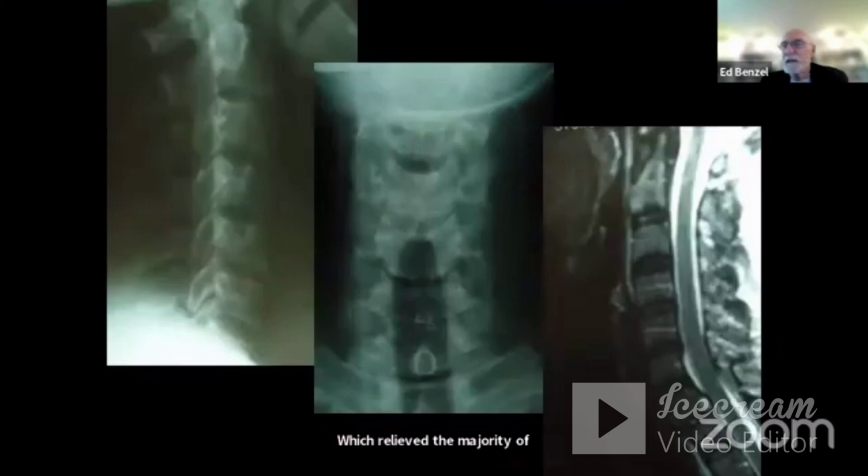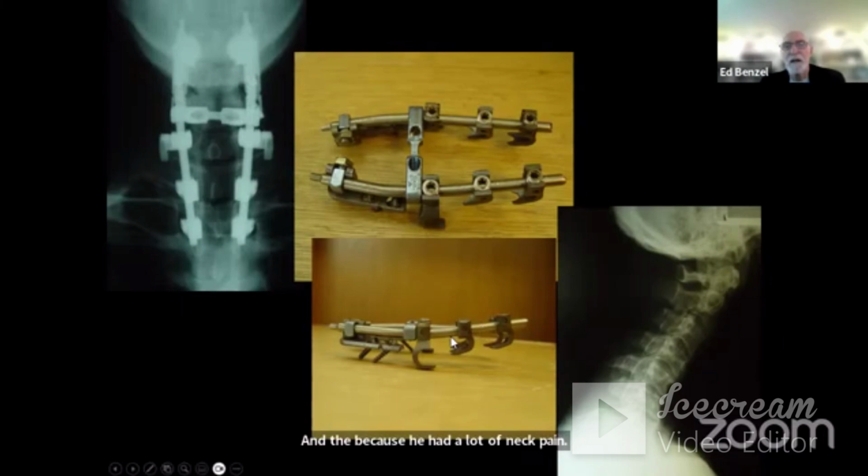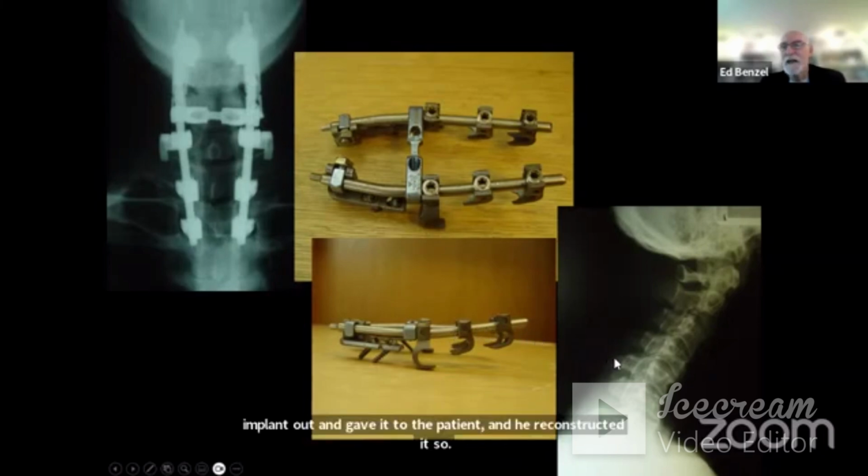Another patient had a C7T1 disc herniation. Now we're getting up to about 15 years ago. And he had this contraption placed for a disc herniation. Because he had a lot of neck pain, the surgeon took this implant out and gave it to the patient, and he reconstructed it so I could look at it. But he's left like this.